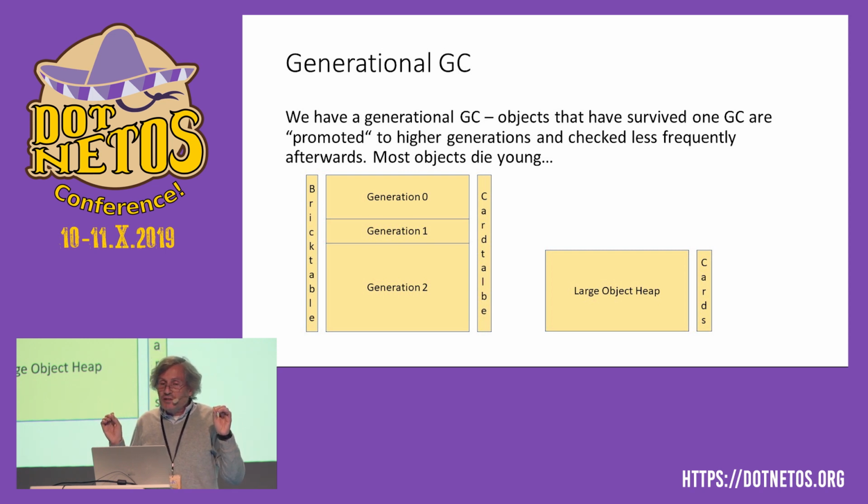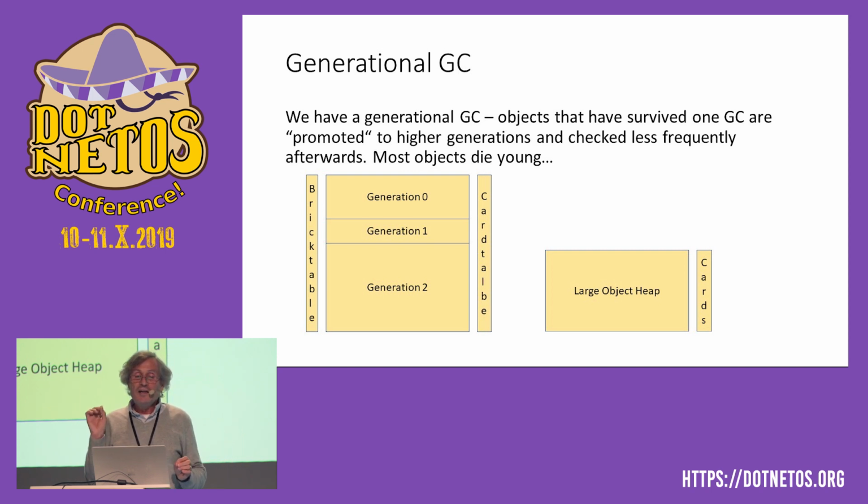Now, I mentioned that we need to basically treat pointers from older generations into younger generations as GC roots. And in order to do that efficiently, we need to know where they are. If we needed to enumerate the whole generation 2 and 1 just to collect generation 0, it would be too slow. So we have this additional table here called the card table, which is essentially a side table consisting of bits that tell you where in the older generations you have pointers to younger generations.